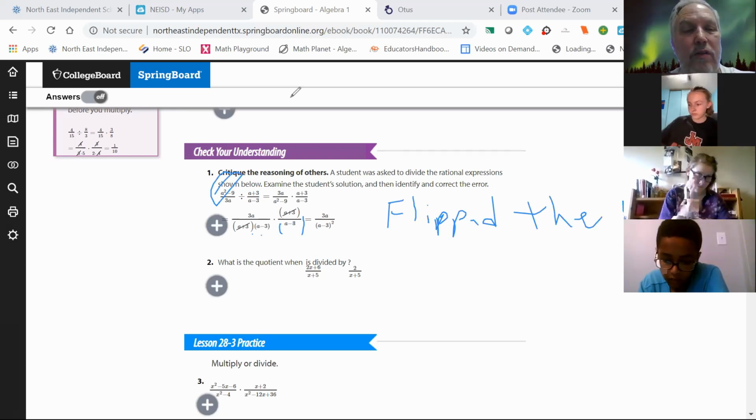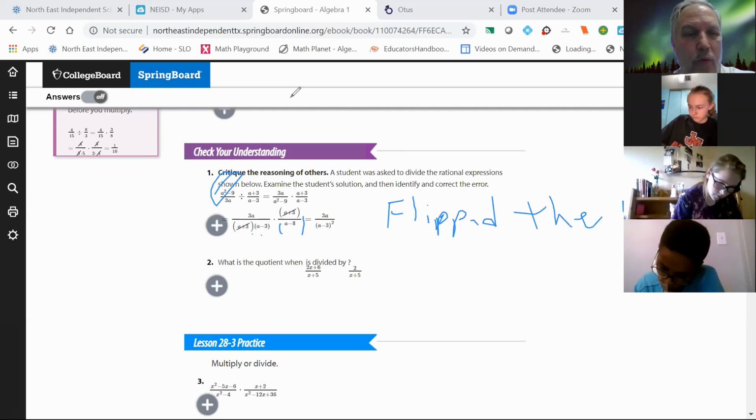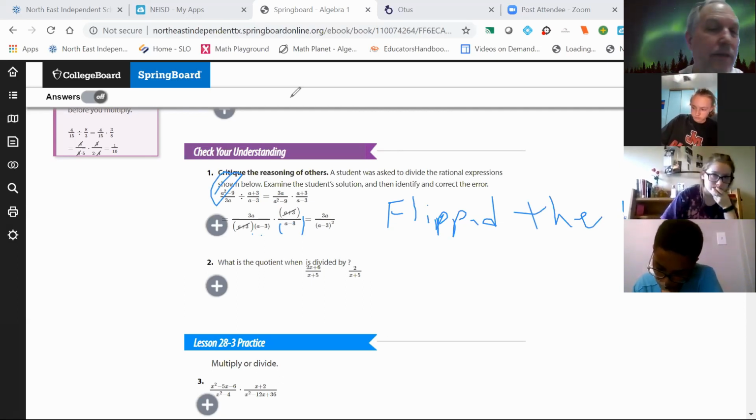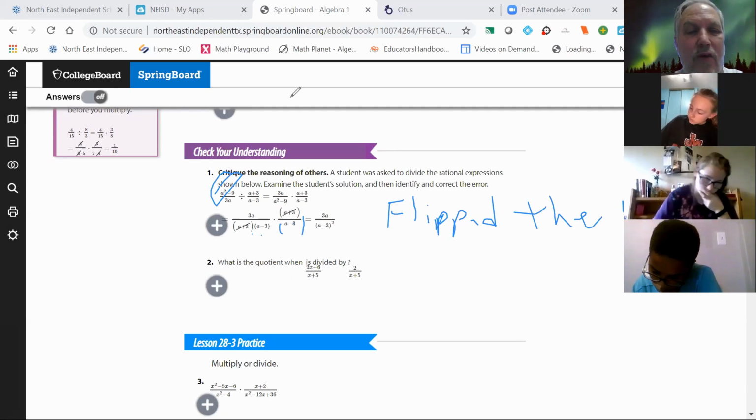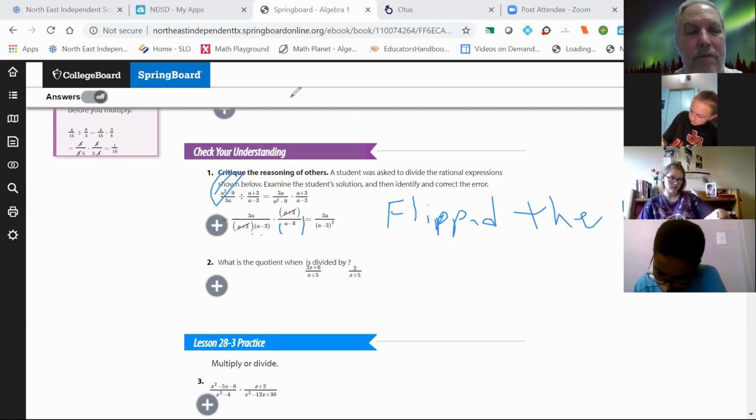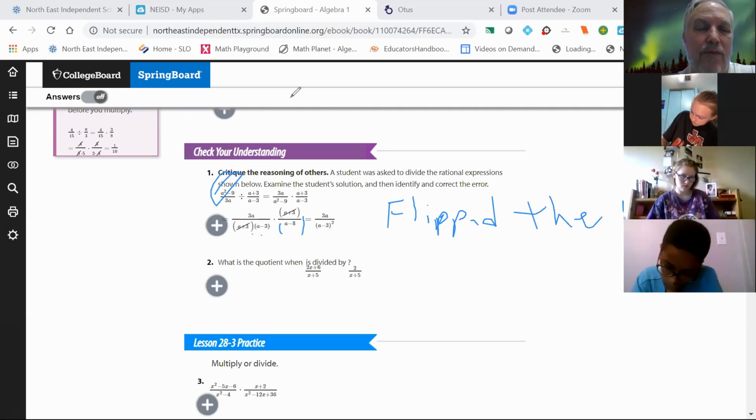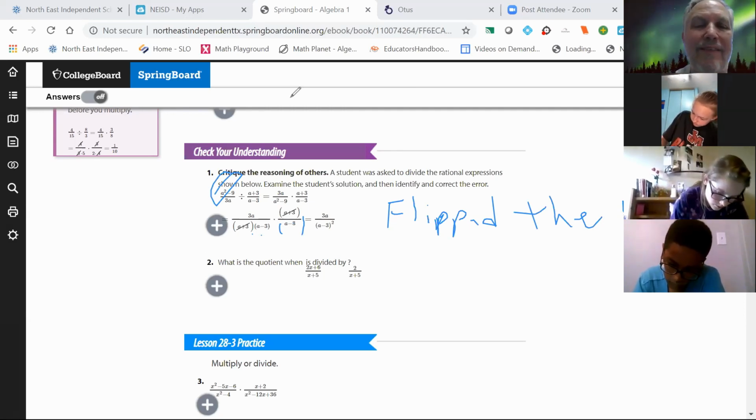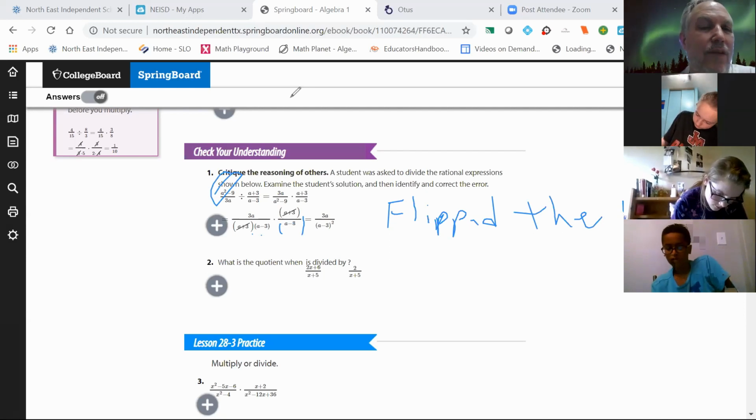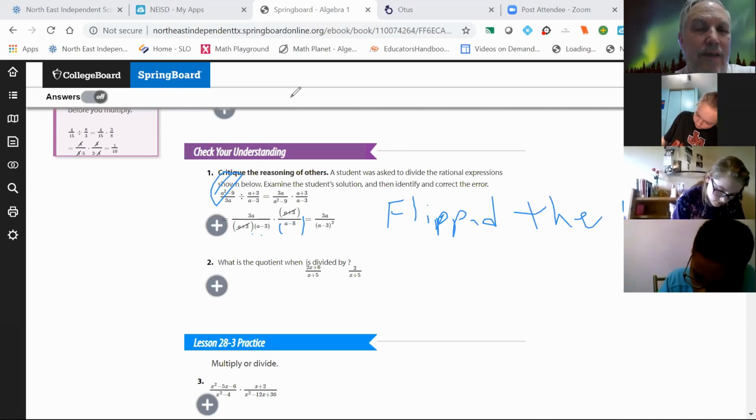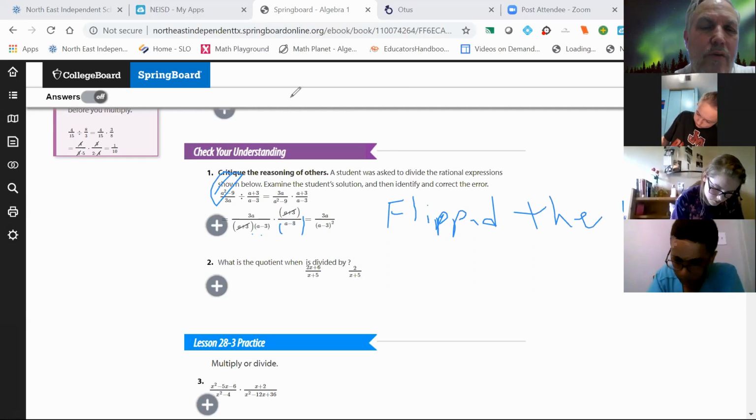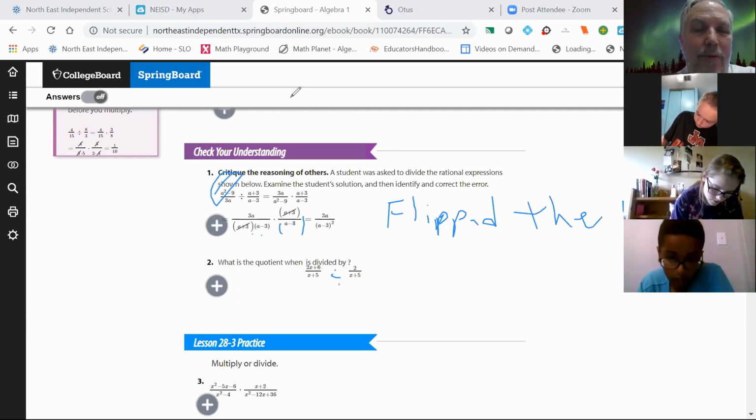What is the quotient when 2x plus 6 over x plus 5 is divided by 2 over x plus 5? All right, so basically it's just asking us to divide these two expressions, and it's already got them in the right order. So it's basically that problem right there. So it's just a matter of doing the work.